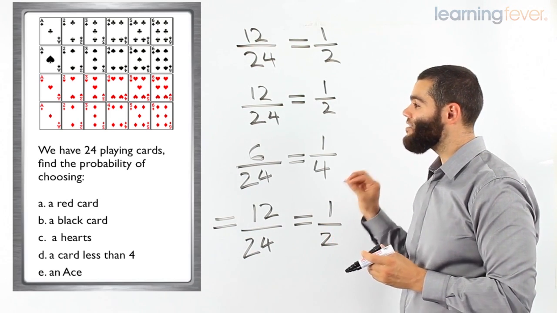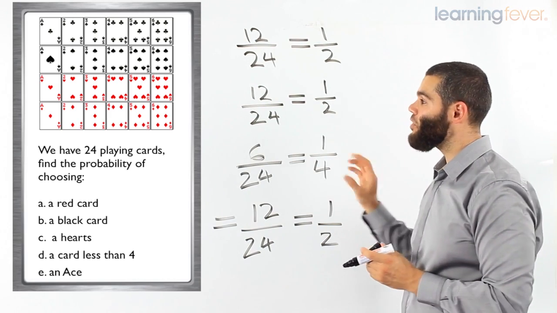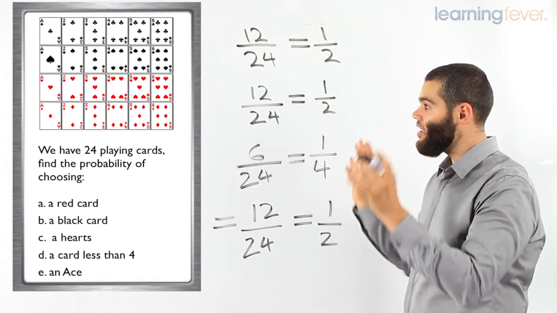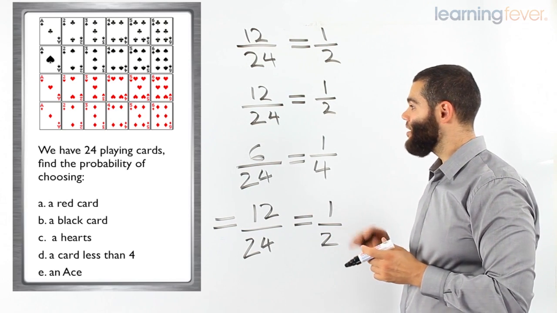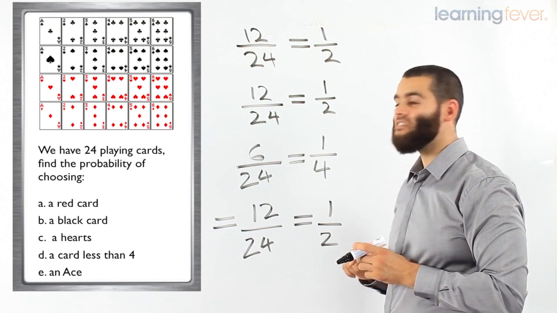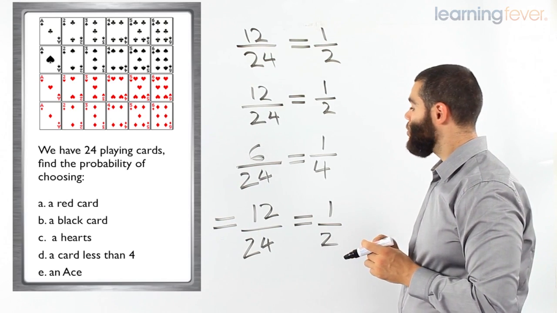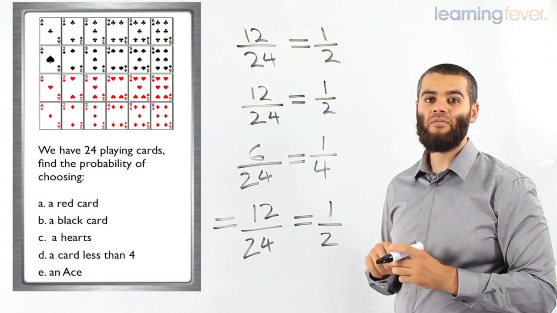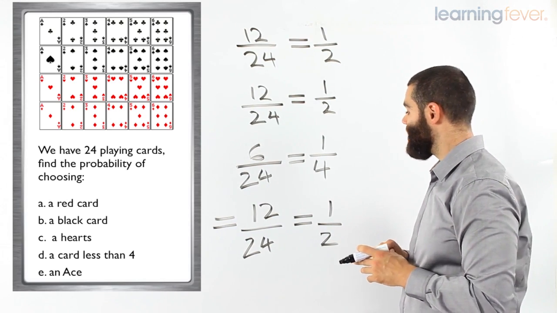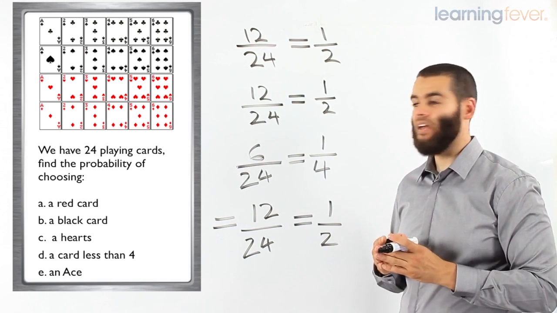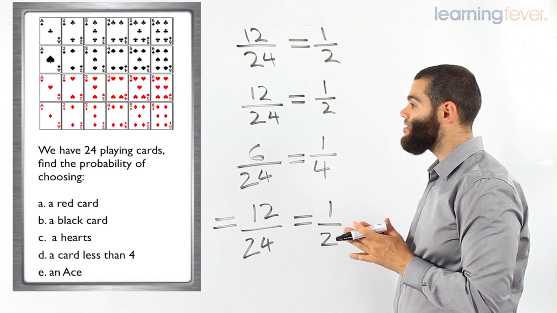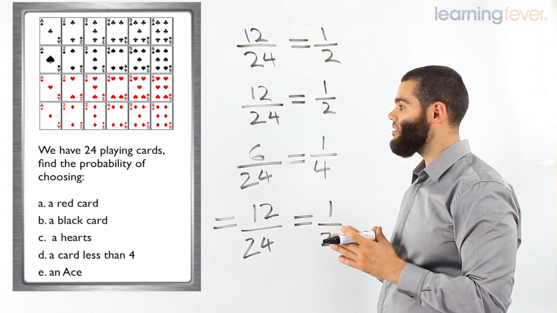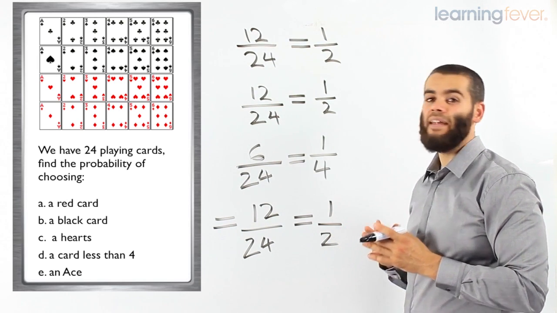As you can see, it's important to know the cards. It's important to understand the sample space, which is the group, the outcomes. All the outcomes we have there are called the sample space. Here, we're asked a card less than 4. There are 12 cards altogether out of the 24 that are less than 4, which means half of the cards are less than 4. The last one, it says find the probability of choosing an ace.